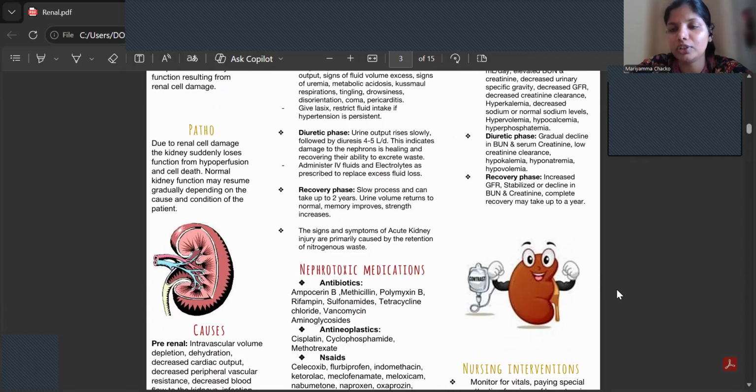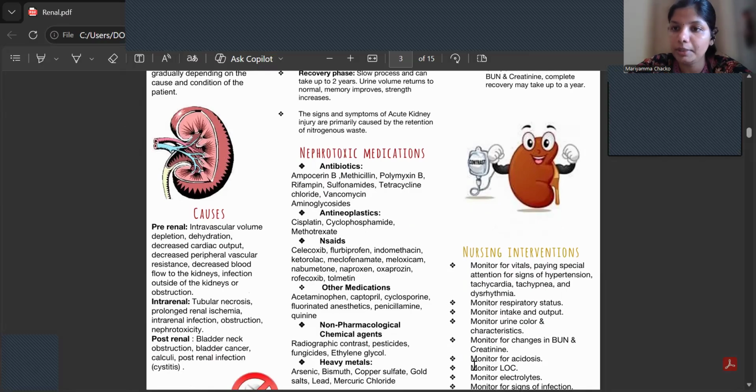Let us discuss the pathophysiology. The topic is very simple. Due to renal damage, the kidney suddenly goes into injury. If this condition is not treated, it may lead to chronic kidney disease. The pathophysiology is actually the same for both AKI and CKD, but if AKI is not treated, it leads to severe complications.